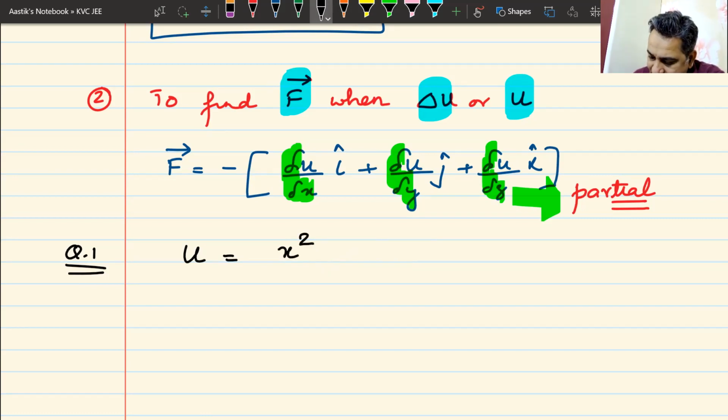I'll make the question like this: x squared plus 2y plus 3. This is the energy function of any force which is conservative in nature. Can you tell me what this force is in vector form? Your time starts now.